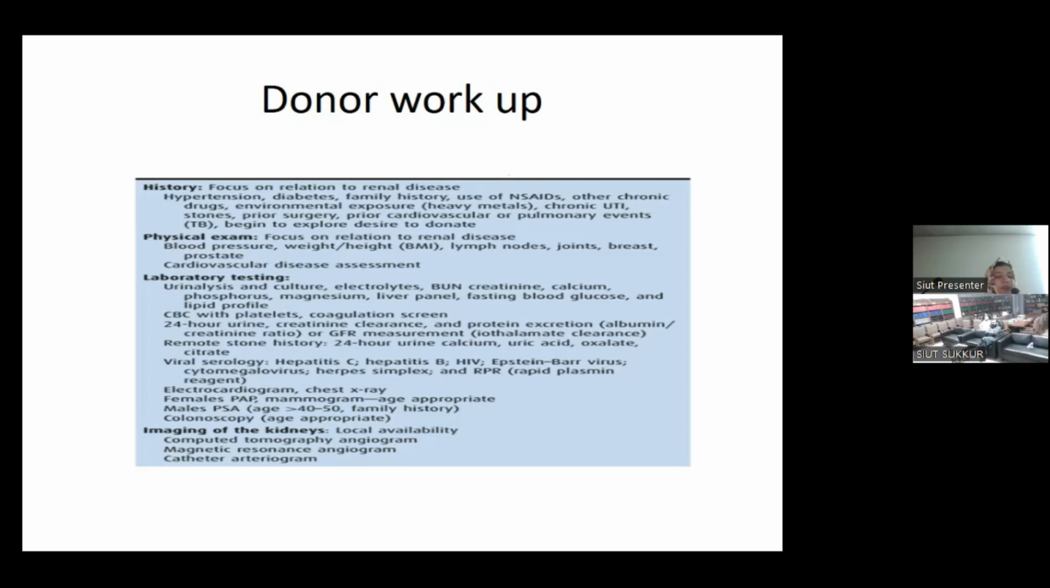I need more stone history. That should be taken from the 24-hour urine calcium, uric acid, oxalate, and citrate. We should check the viral serology of the patient, and we should check for HIV, Epstein-Barr virus, CMV, herpes, and we should do the electrocardiogram and chest X-ray. In females, we have to do the pap smear, mammogram if the age is appropriate. In males, we have to do PSA, and in age-appropriate patients, you can also go for the colonoscopy.